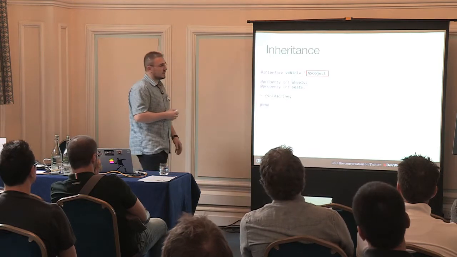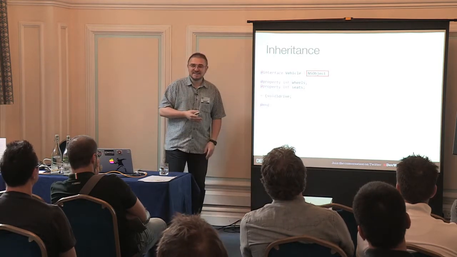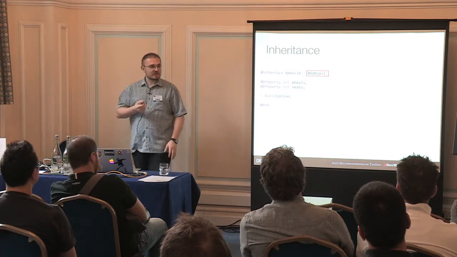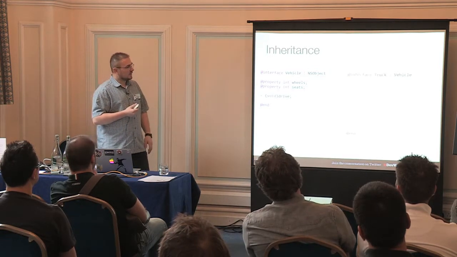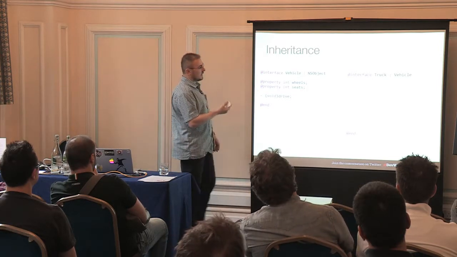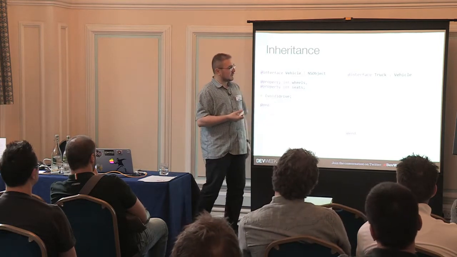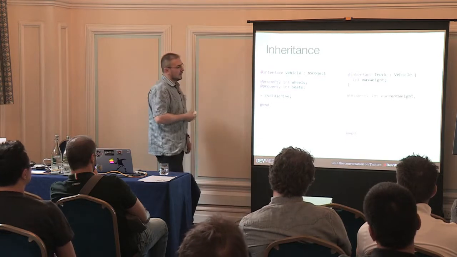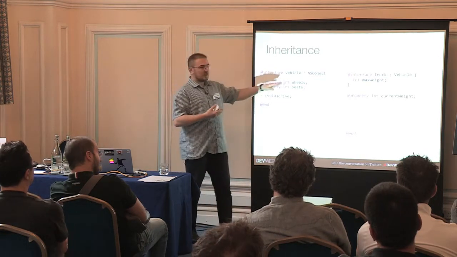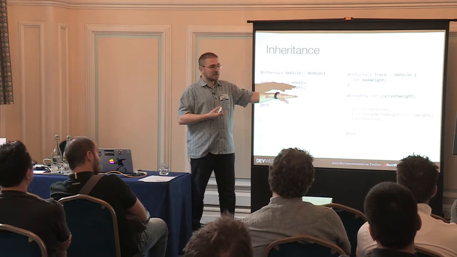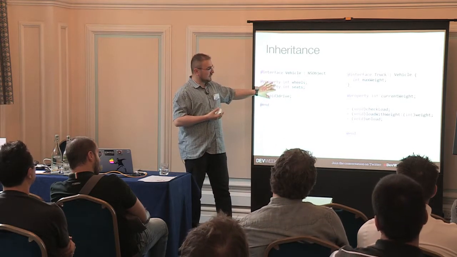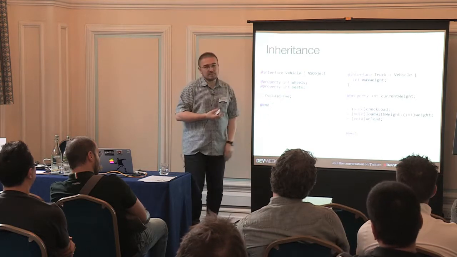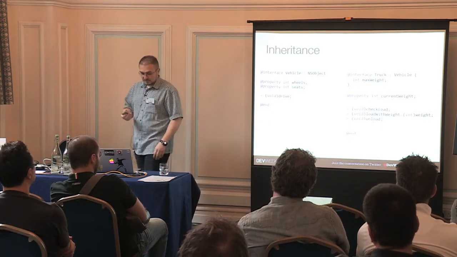We have inheritance. It's single inheritance, before you ask. And everything inherits from this magic NSObject. We'll see in a second why. So if you want to create a subclass of this vehicle, let's call it truck, you just inherit from that one. It can have its own instance variables and its own properties, but it also inherits all of this from the superclass, right? And you can also overwrite the method in the subclass.